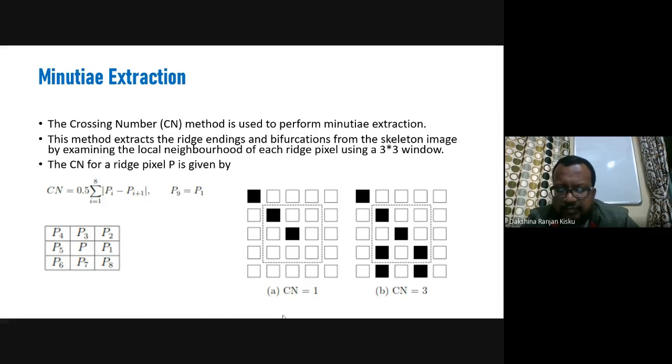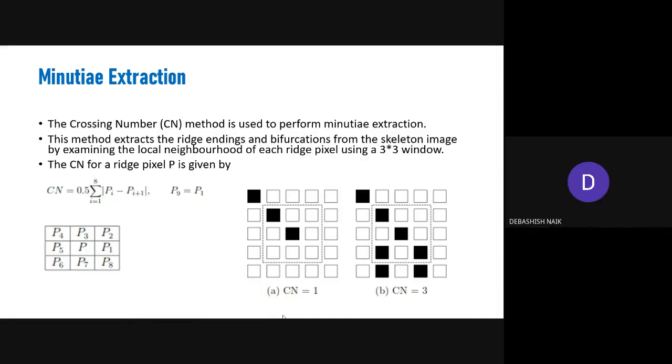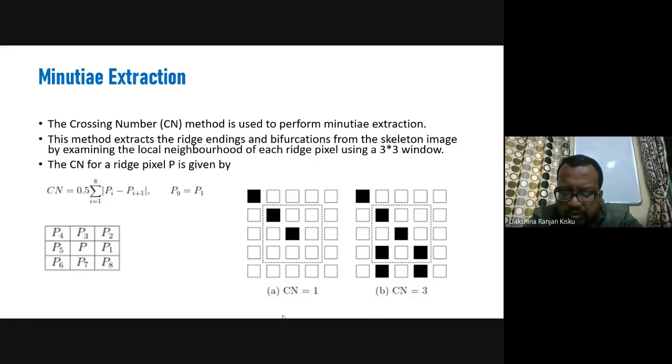That means in the earlier step we have seen that the ridges represent the black pixels. For all such black pixels we will consider this 3x3 window or kernel, and within this window there will be one center pixel with 8 neighborhood pixels around it. Depending upon the values of these 8 neighborhood pixels we will obtain the crossing number for the center pixel. Yes sir, that's what I'm saying, that for every pixel there would be a different CN value. Yes, for every black pixel there will be a different CN value.